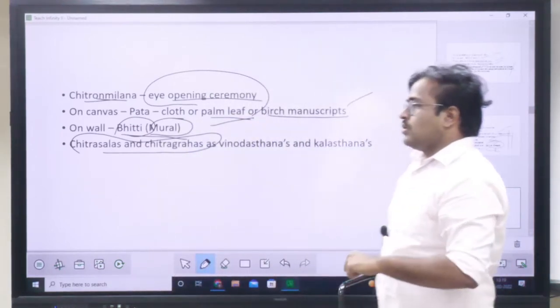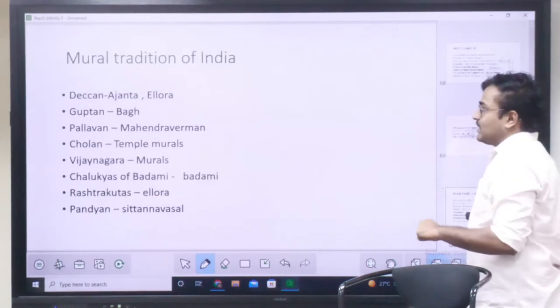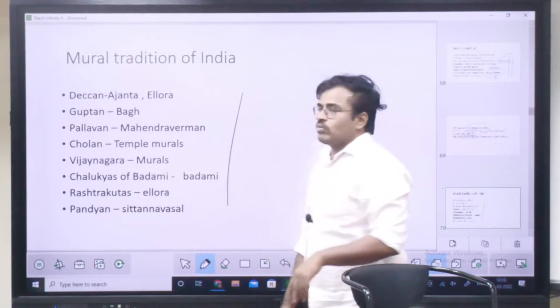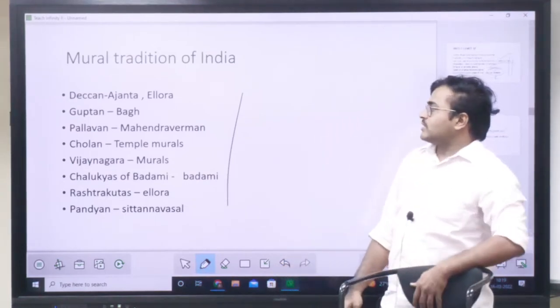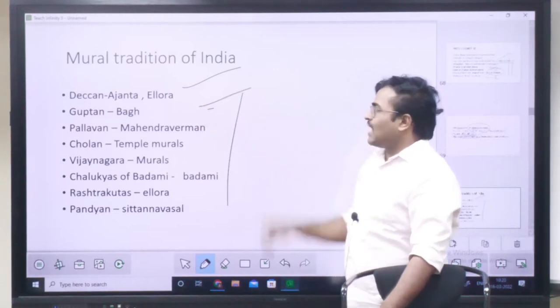Okay. So this is with respect to the painting tradition in India. Now we'll move to the Ajanta painting tradition. Okay, mural tradition in total. So many mural traditions are there. In the Deccan we have Ajanta and Ellora paintings. Gupta painting is Bagh painting.